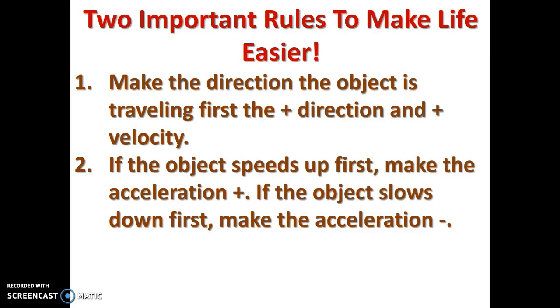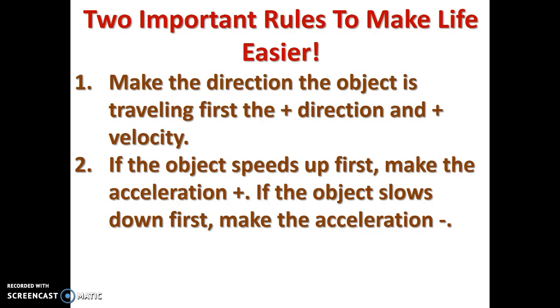And you'll determine that by what your answer is. If the sign of the answer changes, for example, if the sign of the velocity changes, you know the object has changed direction. So always make the direction the object is traveling first the positive direction. Number 2 deals with acceleration. If the object speeds up first, make the acceleration positive. If the object slows down first, make the acceleration negative. And so it's kind of important to keep that in mind.